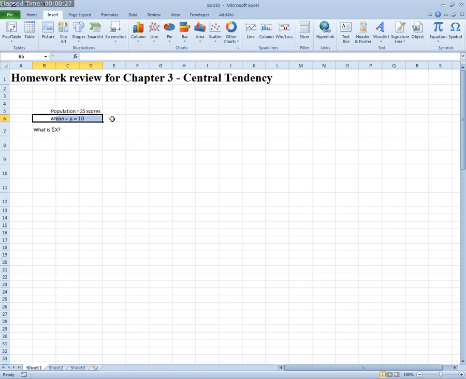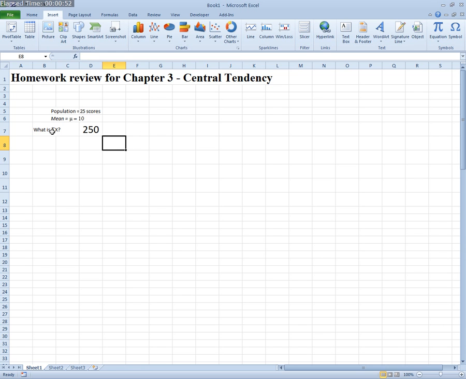And by the way, it's asking me what is the sum of x. Well, if there are 25 and they all average out to be 10, then we could assume that they are worth 10. So the answer here is going to be 250. So 25 times a mean of 10 is 250. 25 times 10. That's an easy one.